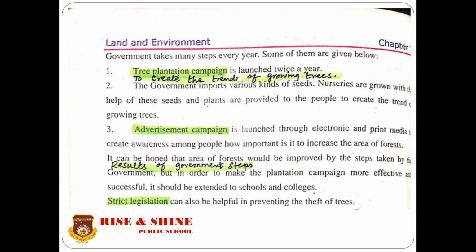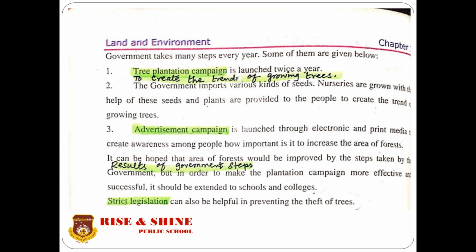Number 3. An advertisement campaign is launched through electronic and print media to create awareness among the people of how important it is to increase the area of the forest. It can be hoped that the area of the forest will improve by the steps taken by the government.